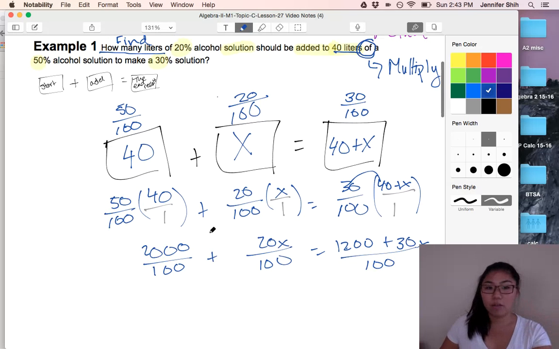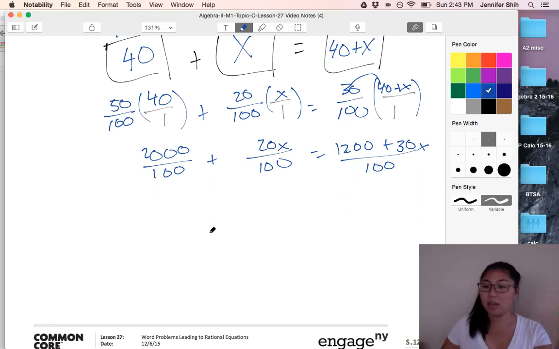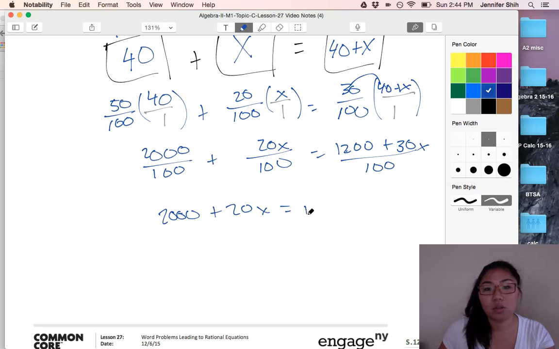Now that I have a common denominator, I say, now what? And you say, we set the numerators equal to each other. If you have not written that down in your notes before, you are going to write it down right now. When you have a common denominator, what do you do next? You set the numerators equal to each other. So you have 2000 plus 20x is equal to 1200 plus 30x.